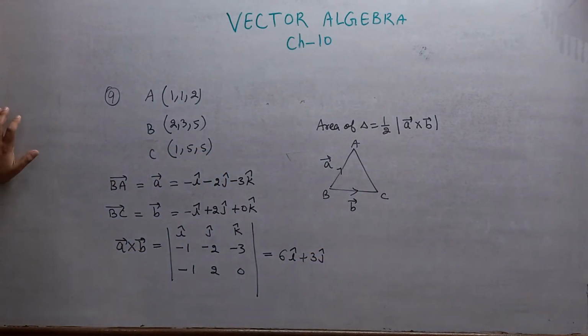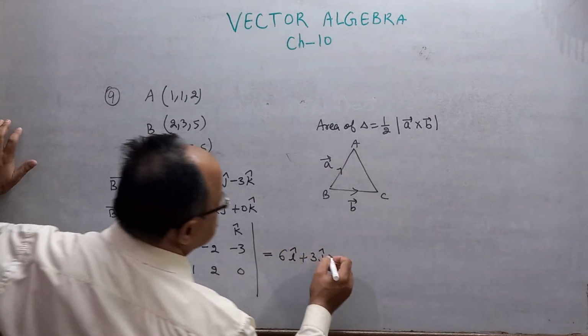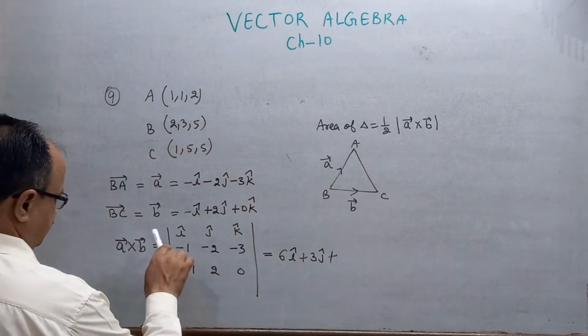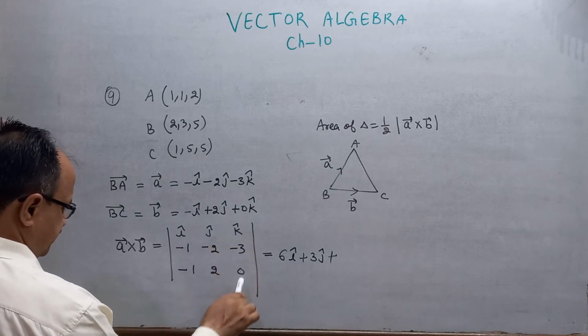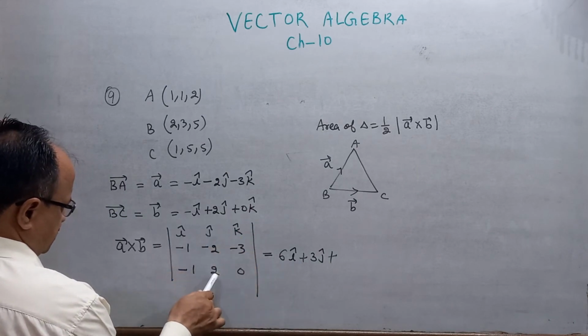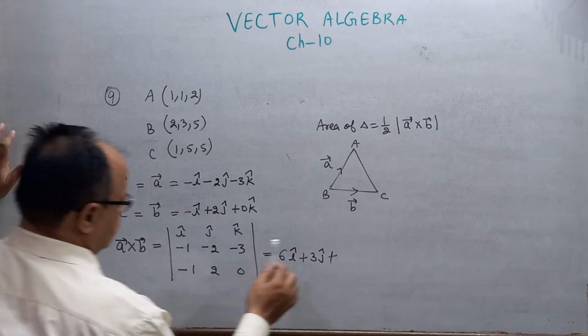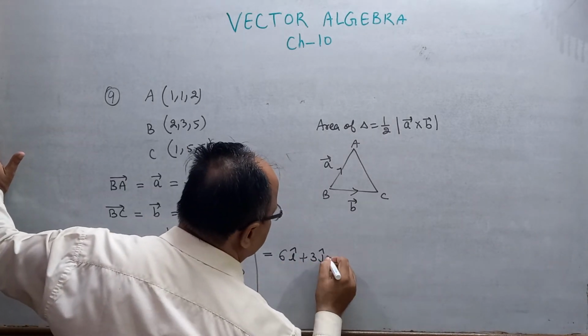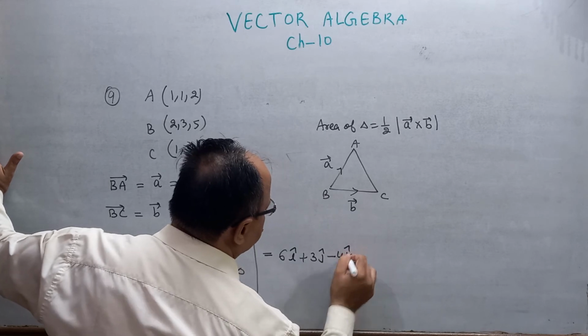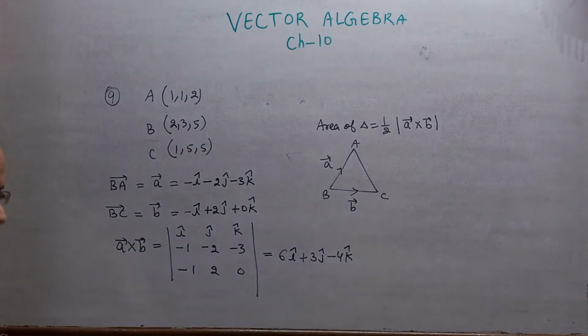Right? First row, second column cancel. This is 0, minus 3. It is minus 3, minus already here, plus. First row, third column cancel. Here minus 2 and minus 2, minus 4. Minus 4 k cap. Correct?